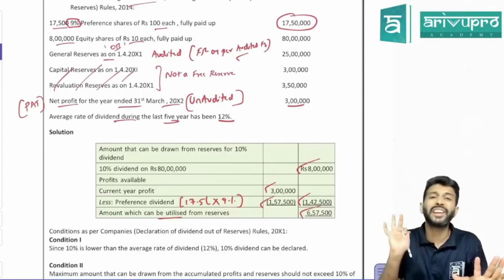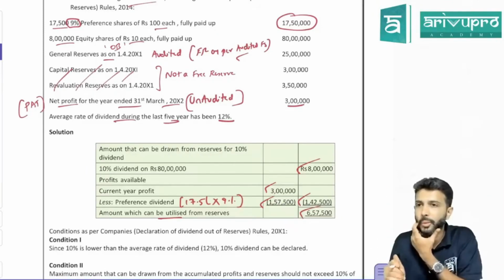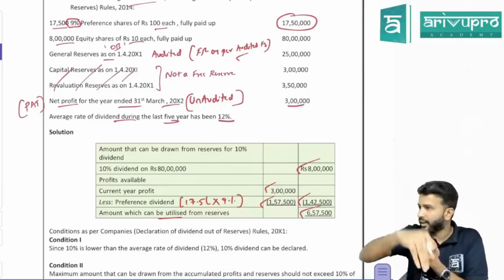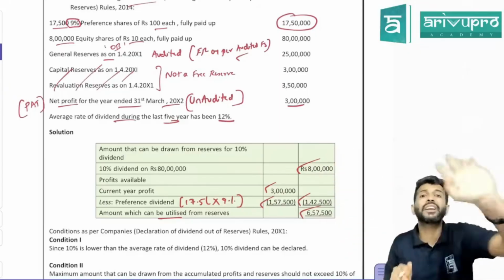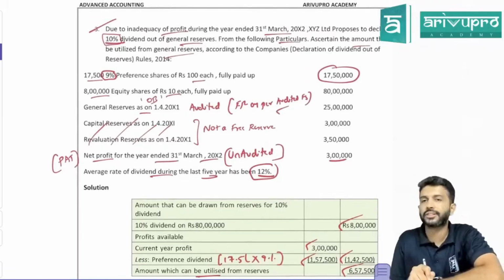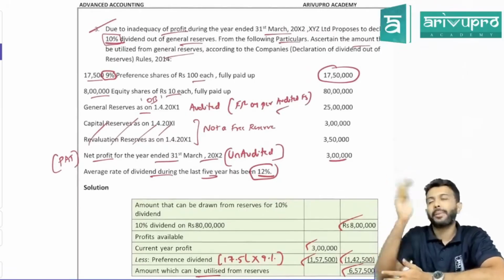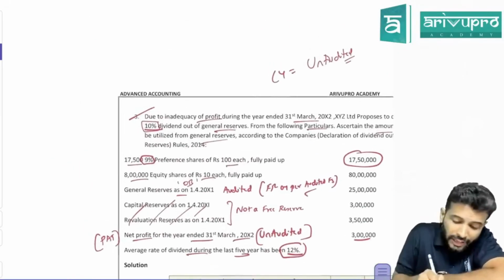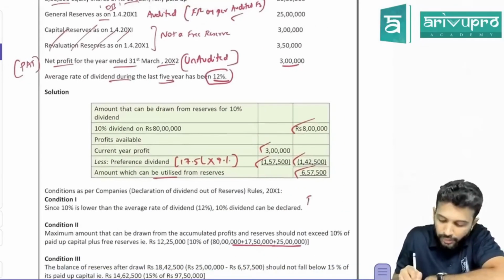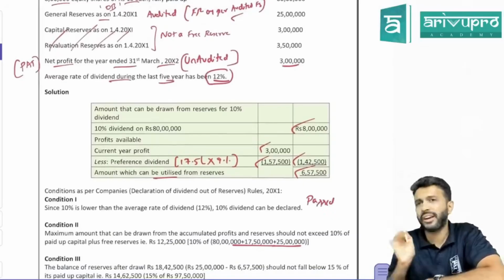Straight away can you pick or is there a condition? Condition. Now can we test the conditions one by one? What is the first condition? The dividend rate that you're planning to give in the current year should not exceed the average dividend for the last 3 years. What is the average rate of dividend for the last 3 years? They've given 5 years. That's fine. How much is the average rate? 12%. But we are planning to give only 10%. So is the condition failed or passed? Condition number 1 passed.